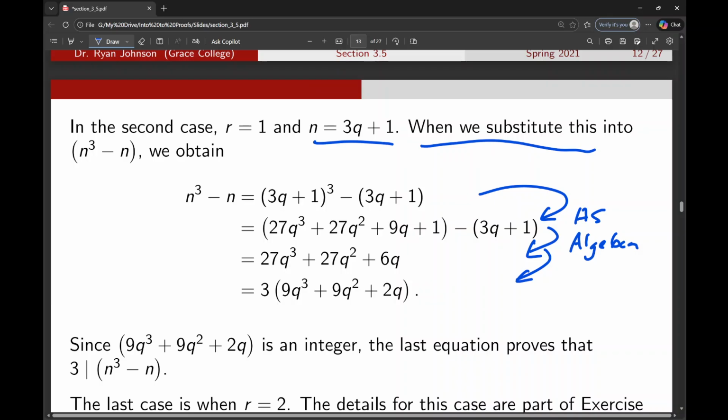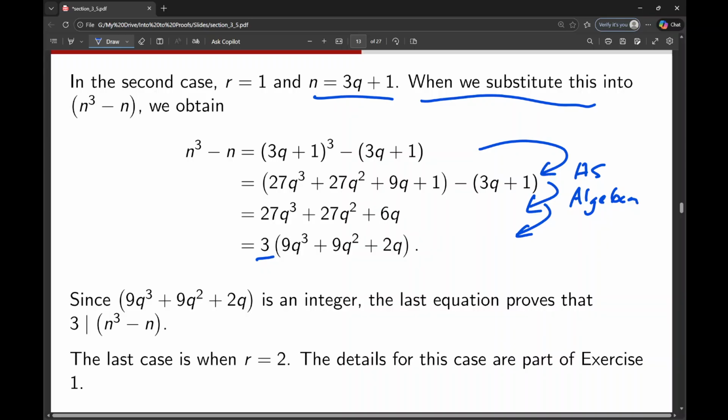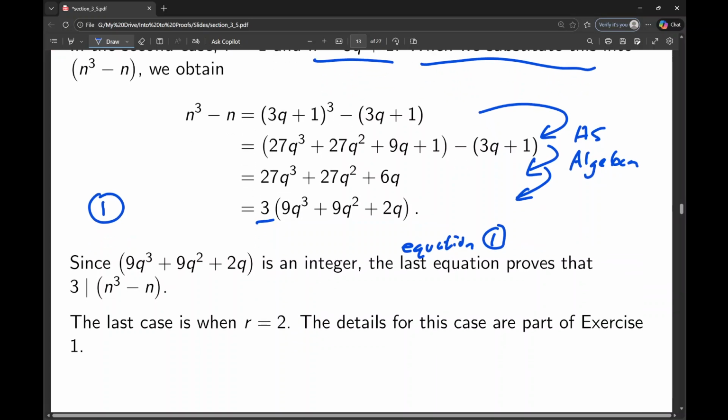So we factored out the 3, and since this big burrito here is an integer, the last equation proves that 3 divides n cubed minus n. Again, I could have tried numbering the equation, and then I could have said equation 1, but in this case it was just easier to say the last equation. All right? And then the last case is when r equals 2, and that's exercise 1. I can't remember if I assigned it or not.